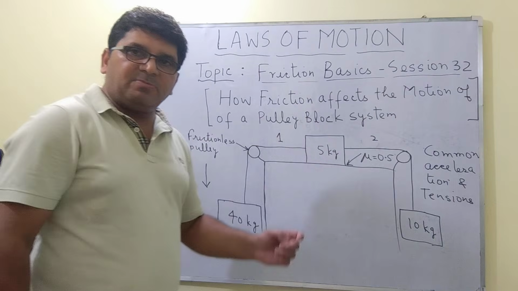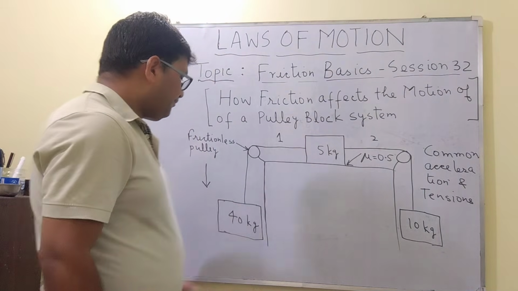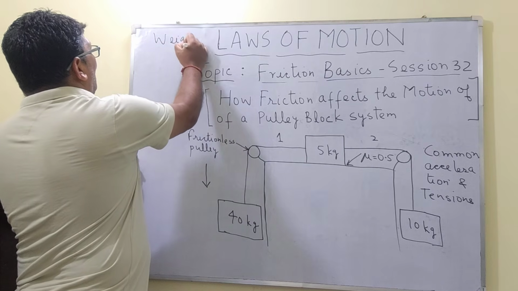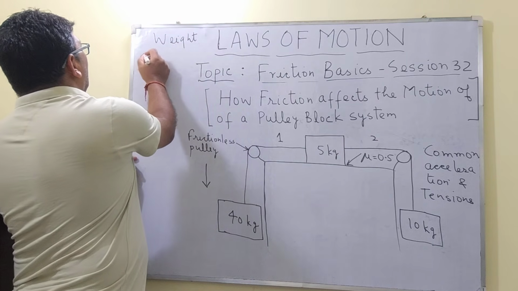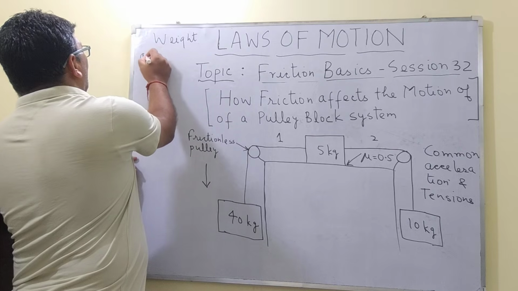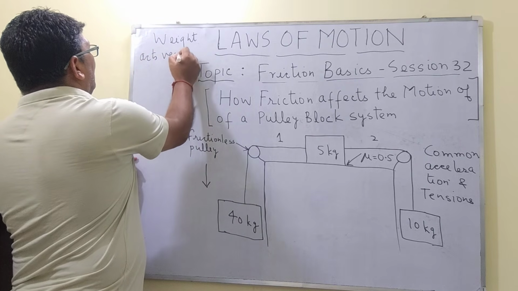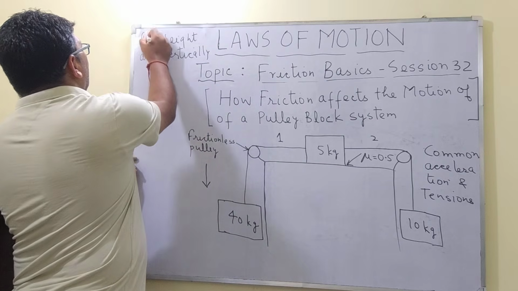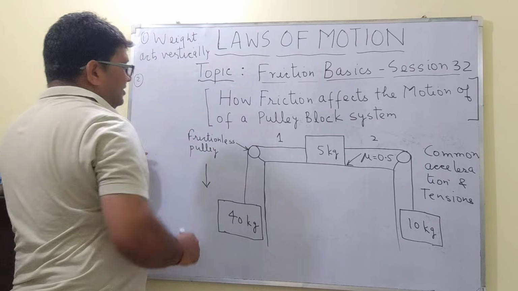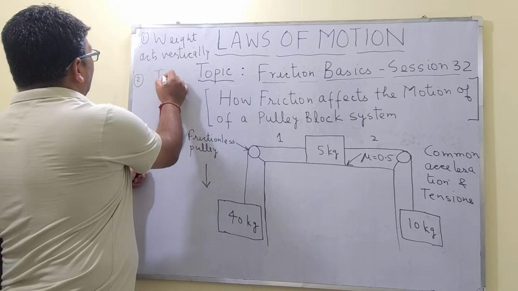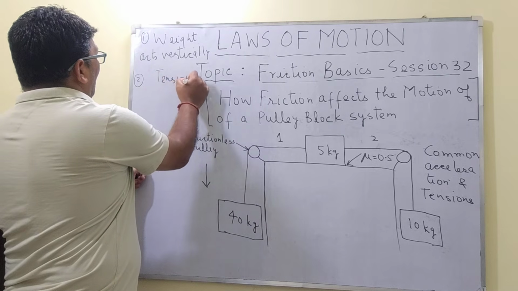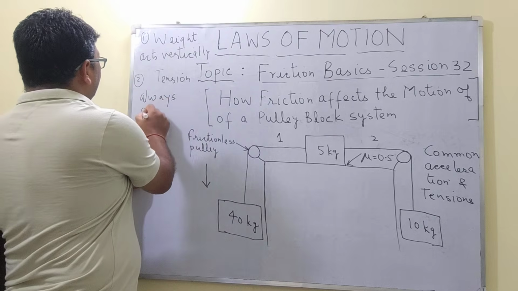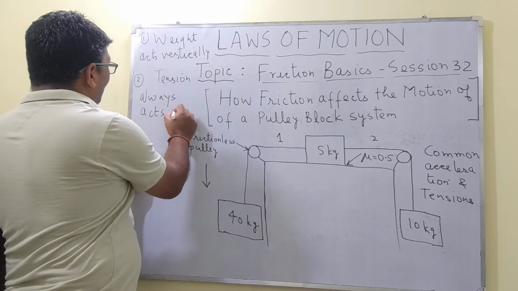Now in this question three important concepts will be used. First concept is that the weight of an object acts vertically downward. This is the first one. Second one is that the tension always acts away from the body.